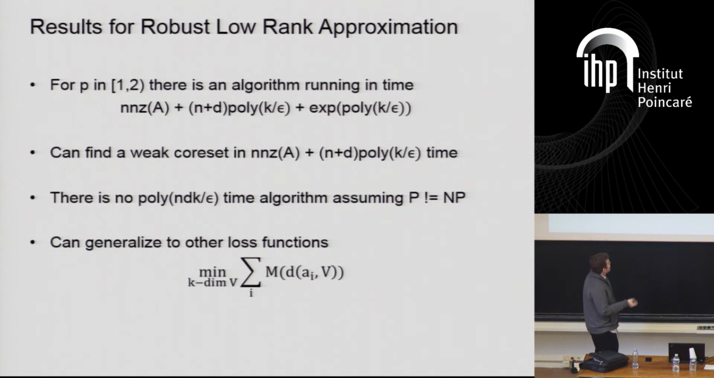And just like for regression, you can generalize low-rank approximation to many other cost measures, right? So why take the sum of pth powers of distances? I can find the k-dimensional space which minimizes the sum of m functions, an m function of the distances. And there are nice loss functions like the Huber loss function. And so we give the first input sparsity time algorithms for this family of loss functions.